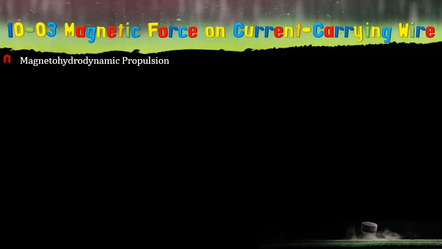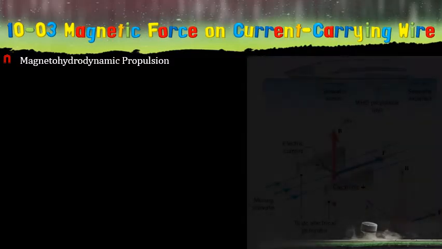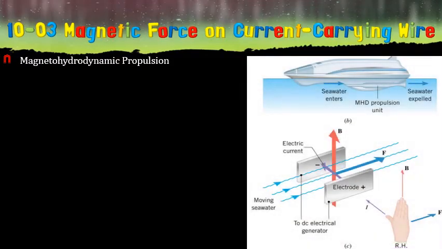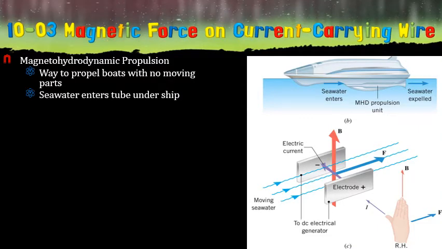Another application of this is magnetohydrodynamic propulsion. You will watch the movie The Hunt for Red October. It's an old movie. The Russians have developed in that movie a silent running submarine. So Americans are very scared of it, and it uses this magnetohydrodynamic propulsion. It's a way to propel a boat with no moving parts, hence it's quiet.